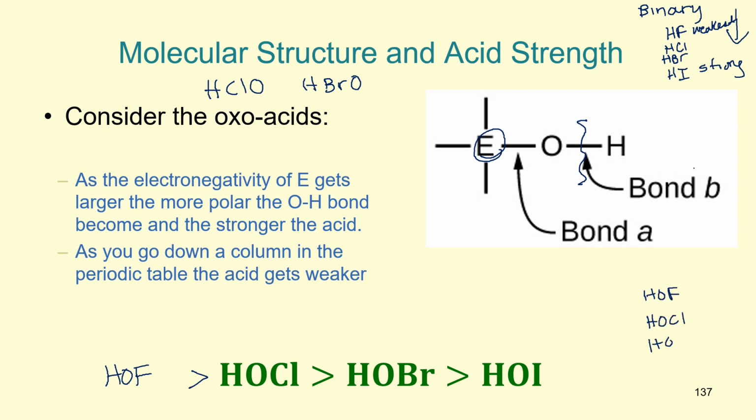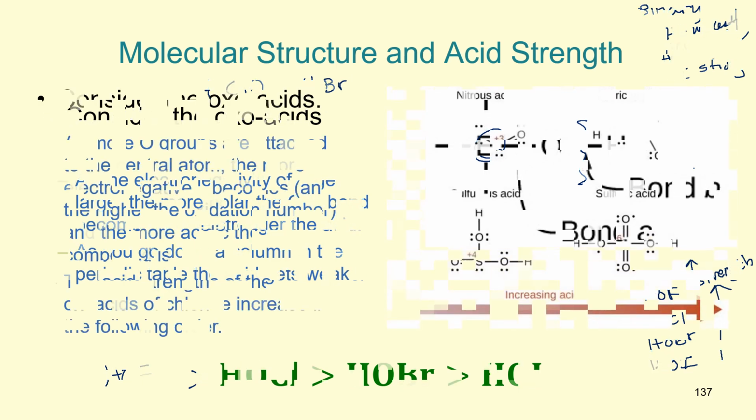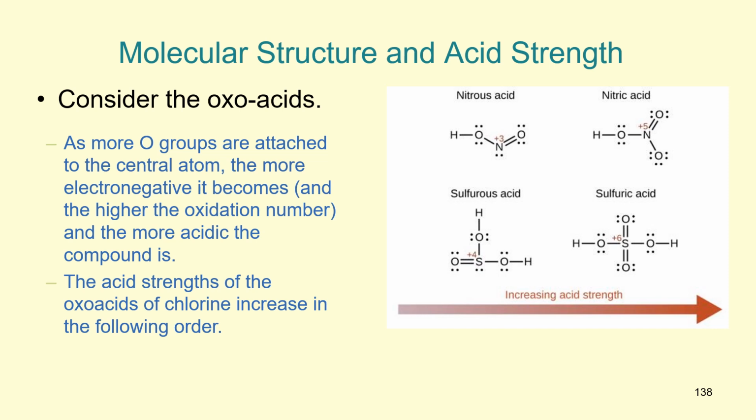So let's write that down. Strength increases going up. And then the final thing to remember is that the more O groups you have attached, the more electronegative it becomes, and so the more acidic. You can see here that nitrous acid, HNO2, is a weaker acid than HNO3. So if you add another O, it's more acidic.